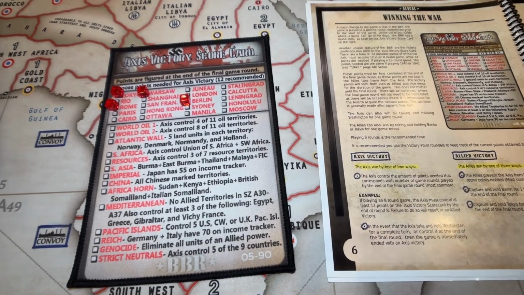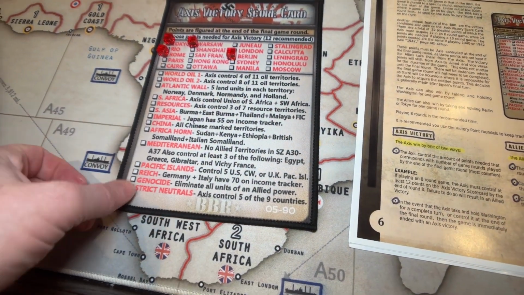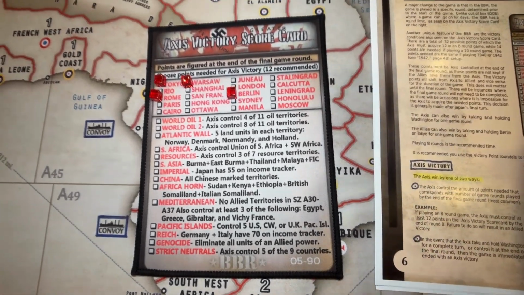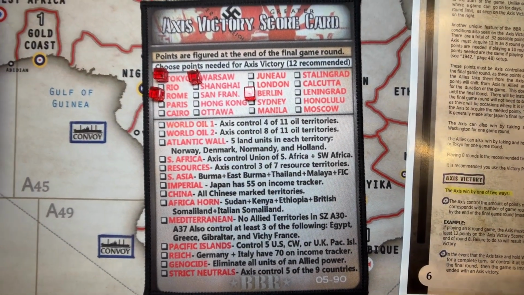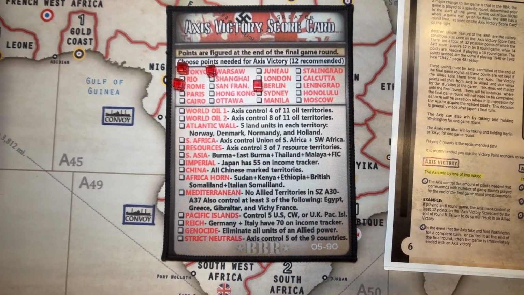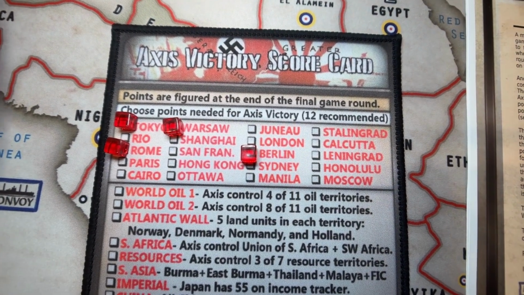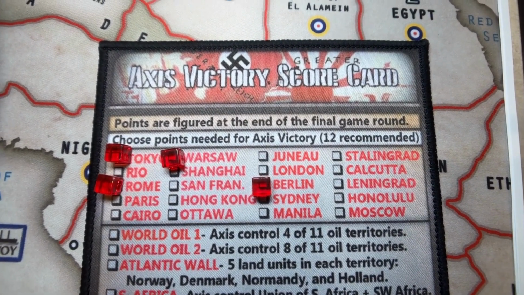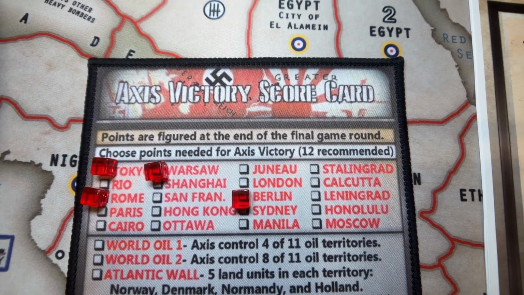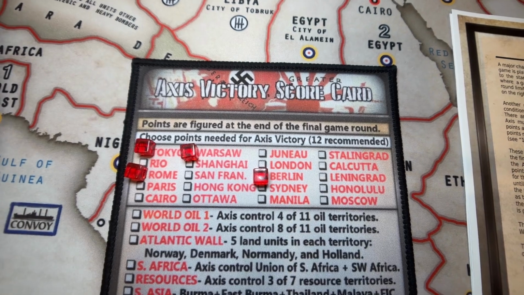And so we have here, and this is a nice accessory that I picked up, another neoprene mat, just like the map itself. But this is a map of all of the points that the Axis player can get, all the ways an Axis player can get points throughout the game. Now you'll see in the default version of the game, you can tweak it. You can say, okay, we'll play up to 9 rounds, we'll play up to 10 rounds, whatever else, and go from there.